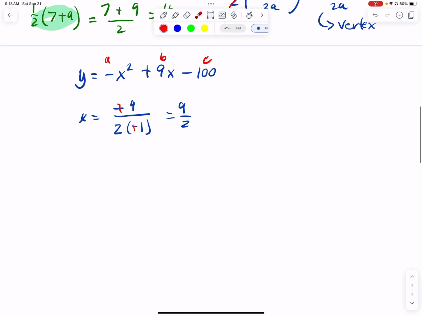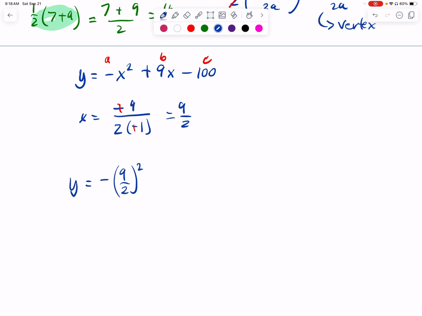Well, if I have the X coordinate, all I have to do is take it and plug it into this equation. So Y is equal to -9/2 squared, and notice where the parentheses are here. Only 9/2 is being squared, not the negative sign. Otherwise, they would have had parentheses around this, which would be silly because then there'd be no negative sign. Plus 9 times 9/2, and then minus 100.